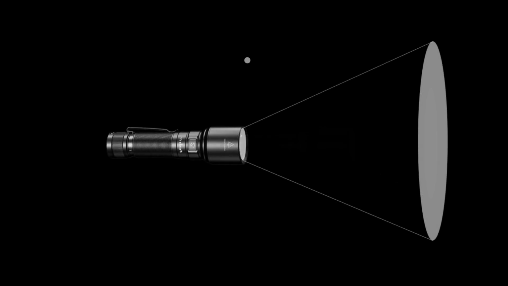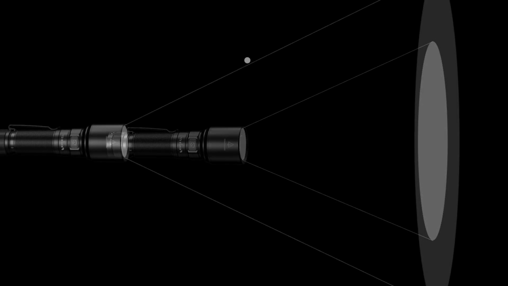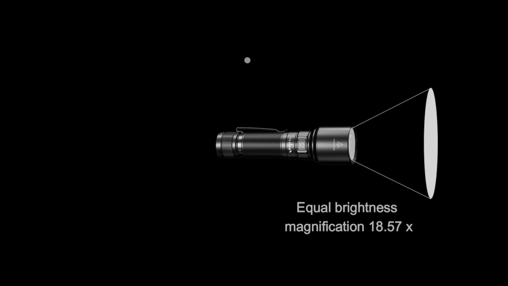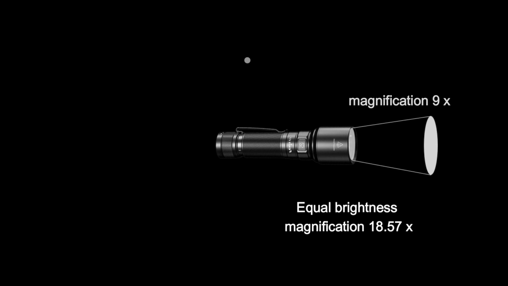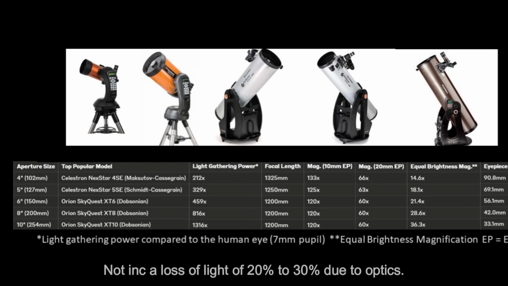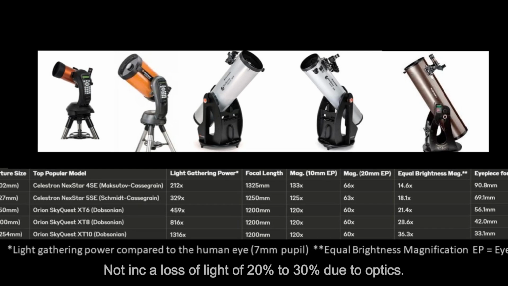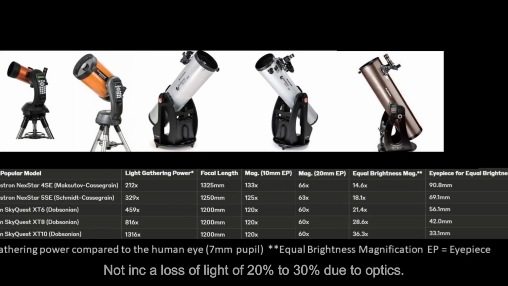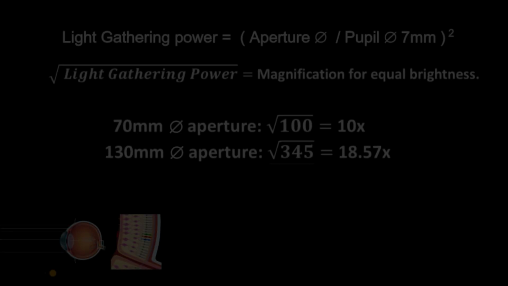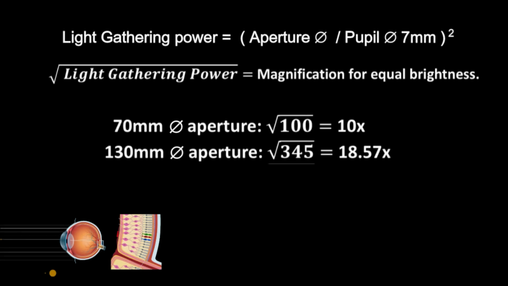With greater magnification, the available light covers a larger area, getting dimmer the more you magnify. The only way to make a dim object visible is to magnify below the equal brightness threshold. The problem is, with a standard size eyepiece, no telescopes do this. For different aperture sizes, the equal brightness magnification is simply the square root of the light-gathering power.